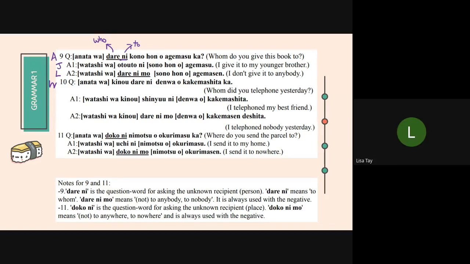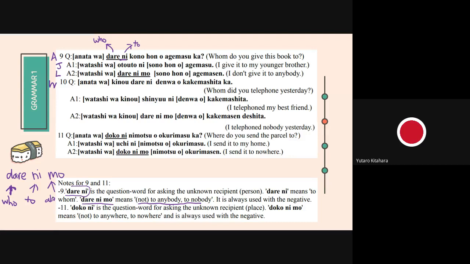Watashi wa dare ni mo sono hon o agemasen. Very good. Okay, so this dare ni mo, I don't know if you remember seeing this before. Okay, dare ni means to who, right? Dare ni mo means to no one. Okay, it's like that. The logic comes later, because of course the teacher just asks you to memorize, but if I use English, it's actually to who. Dare is who, right? Ni is to, right? Mo is also, right? To who also never give, okay?